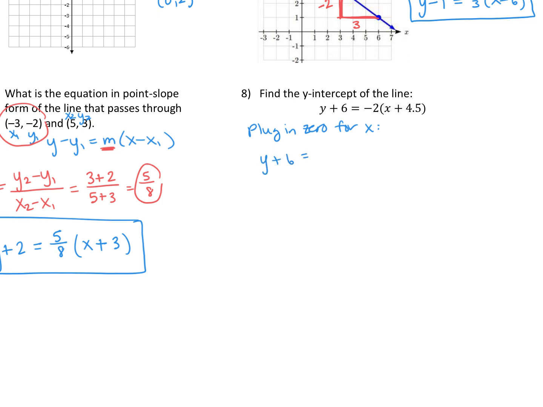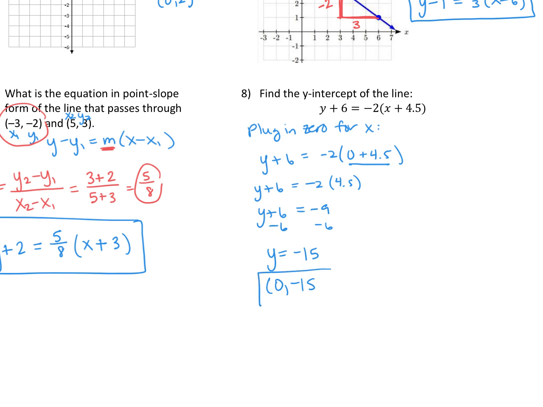Y plus 6 equals negative 2 times 0 plus 4.5. And then we just simplify. Y plus 6 equals negative 2 times 4.5, since 0 plus 4.5 is 4.5. Y plus 6 equals negative 2 times 4.5, which is a negative 9. And then we'll just solve for y by subtracting 6. So we get y equals negative 15. So our y-intercept is the ordered pair (0, negative 15).